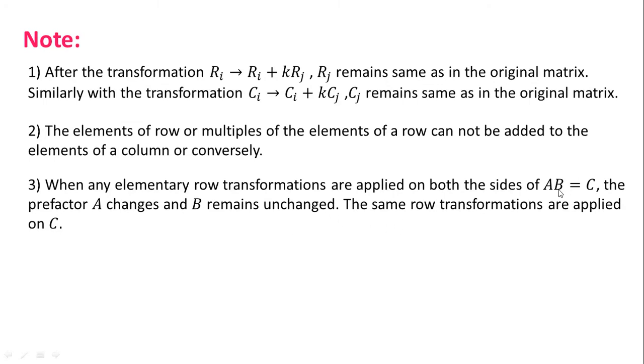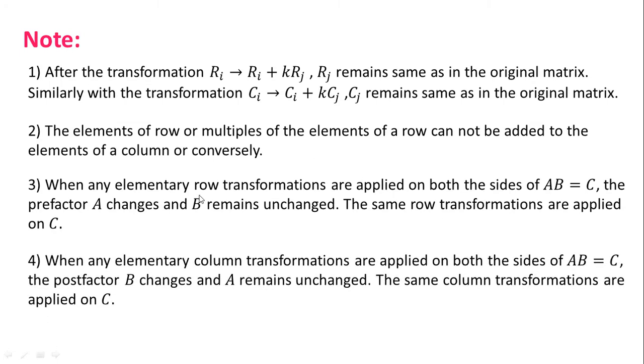Here, if A into B is equal to C, the matrix equation, is given to you, and you perform the row transformation on both sides, then only the prefactor changes, and on the RHS, C changes as per that row transformation. So equality remains as it is when the prefactor changes and, on the RHS, C changes.